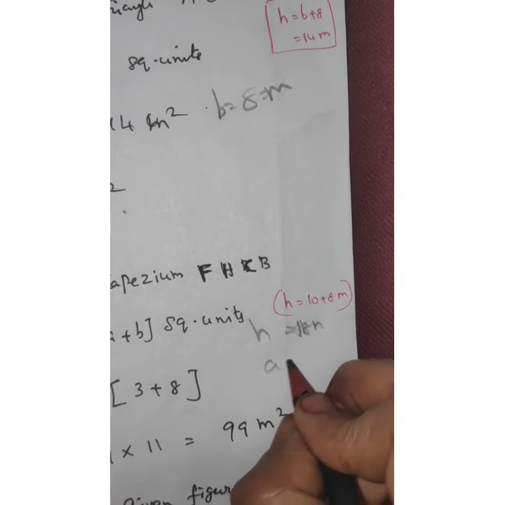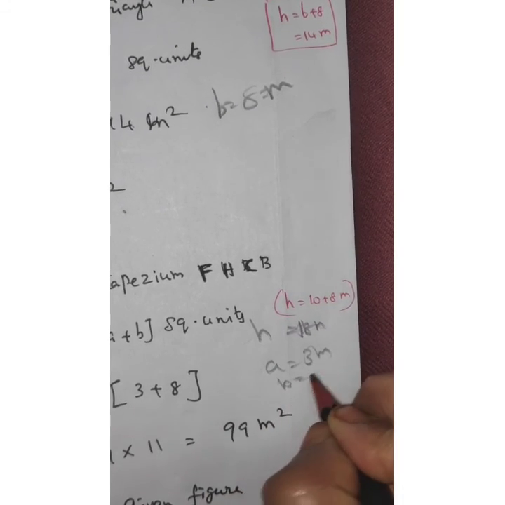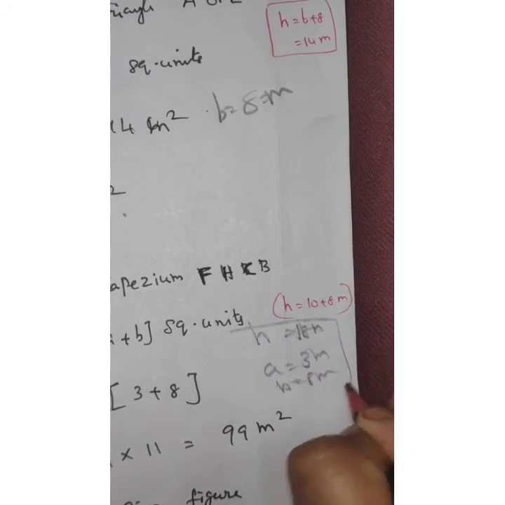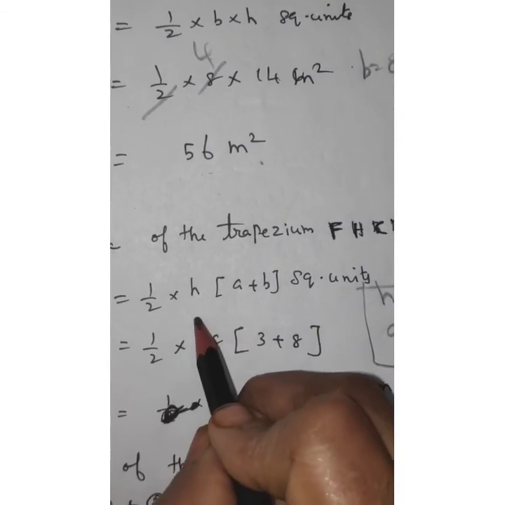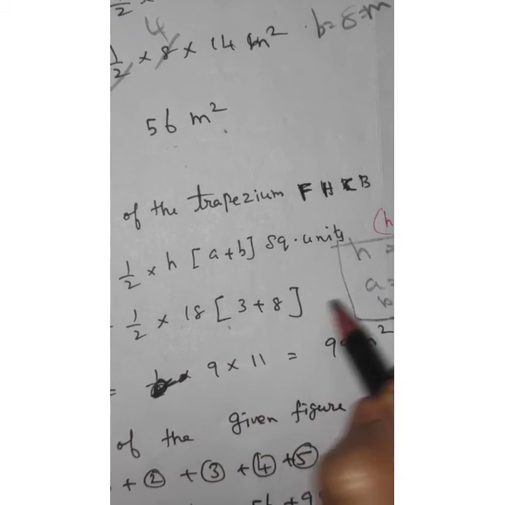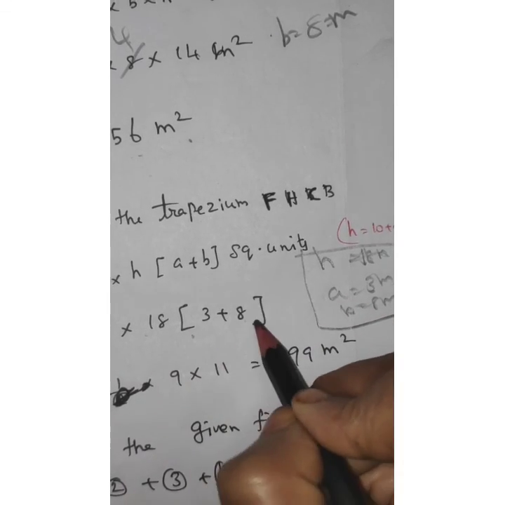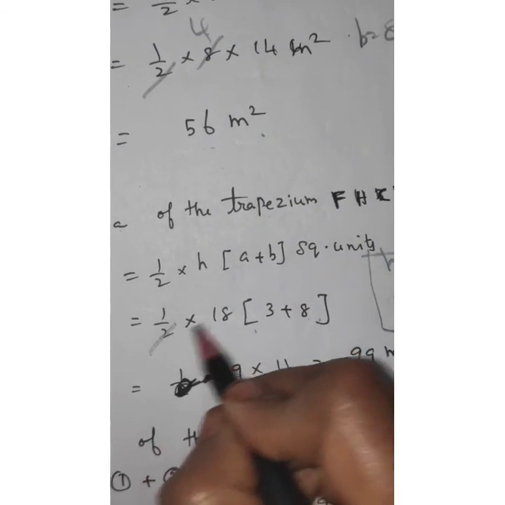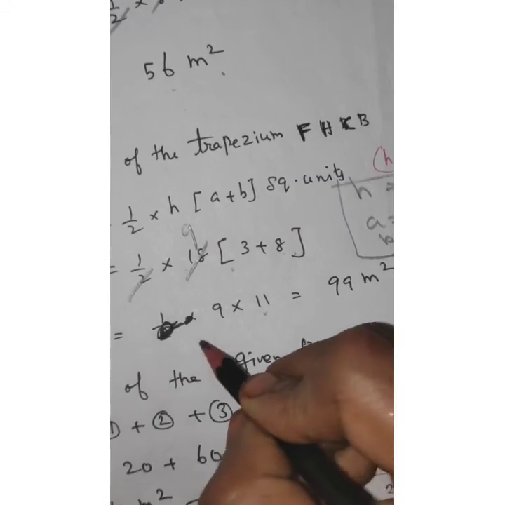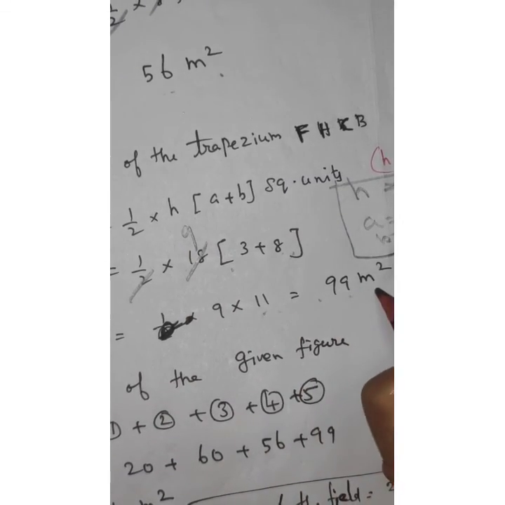A value equal to 3 meter, B value equal to 8 meter. Substitute these three values in the formula. 1 by 2 into 18 into (3 plus 8). 3 plus 8 equal to 11. 1 2 is 2, 9 2s are 18. So 9 into 11 equal to 99 meter squared.